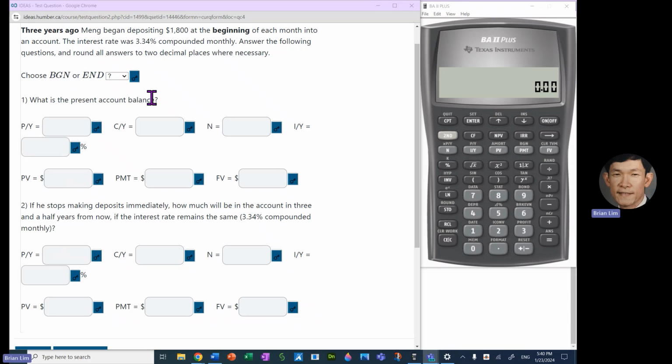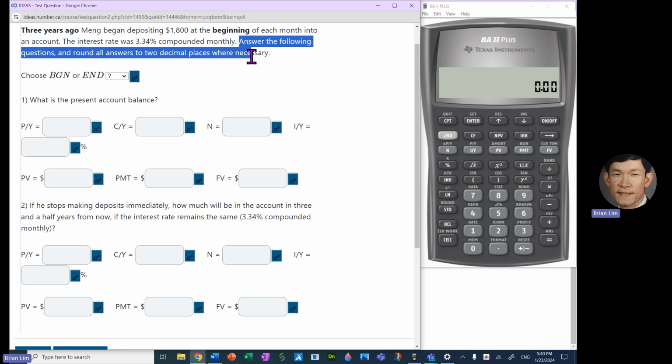Okay, let us begin. 3 years ago, Meng began depositing $1,800 at the beginning of each month into an account. The interest rate was 3.34% compounded monthly. Answer the following questions and round all answers to 2 decimal places where necessary.